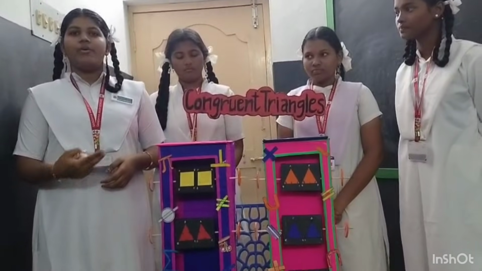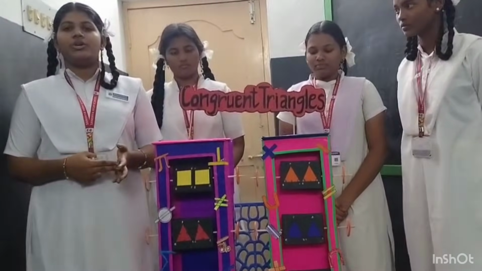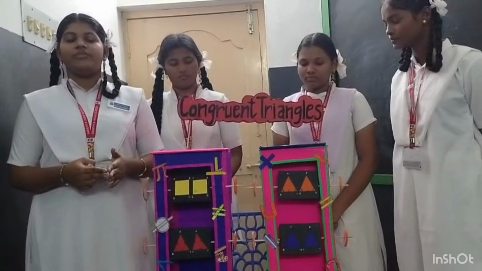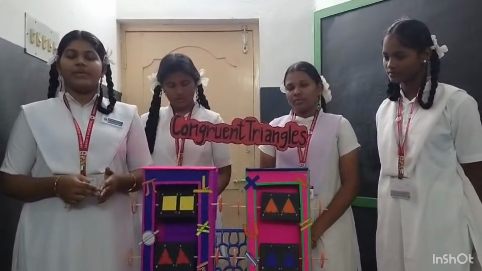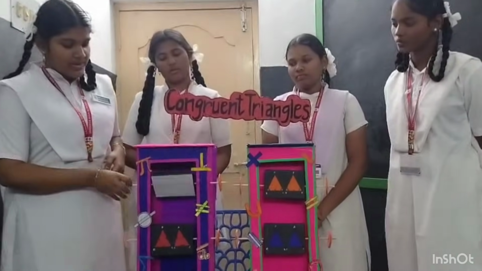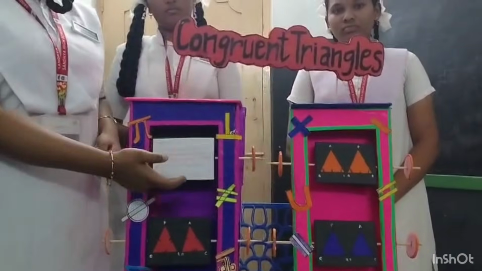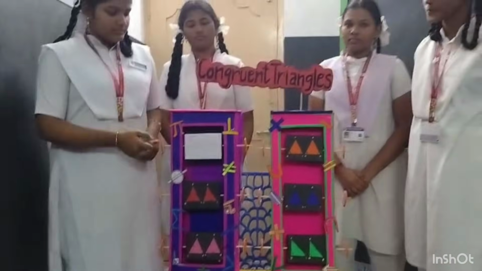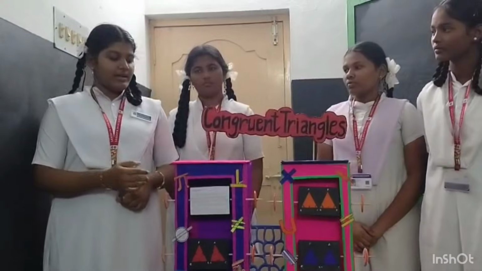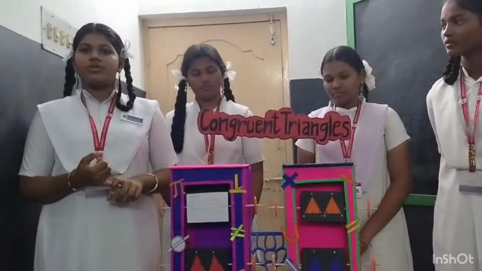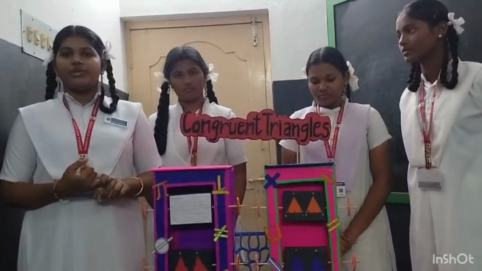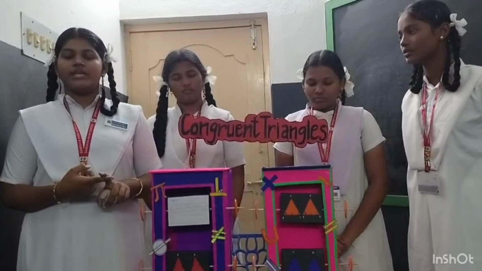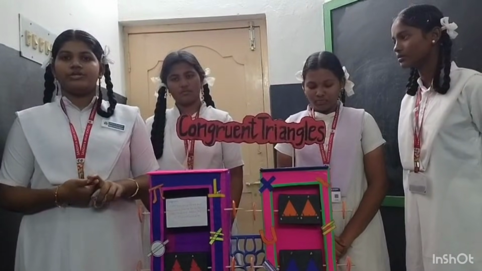I would like to say what is meant by congruent. Two triangles are congruent if their corresponding sides and angles are equal. The congruence symbol is identically equal to. It is used to compare different shapes. The congruence rules are SSS, SAS, AAS, ASA, and RHS.